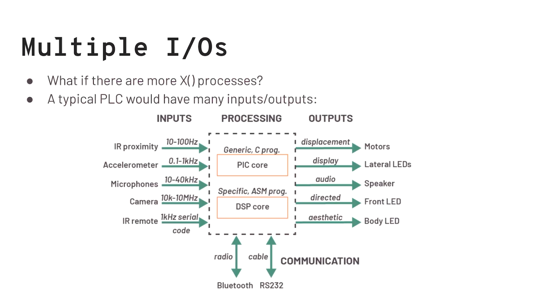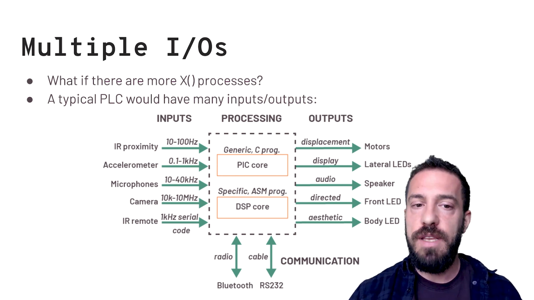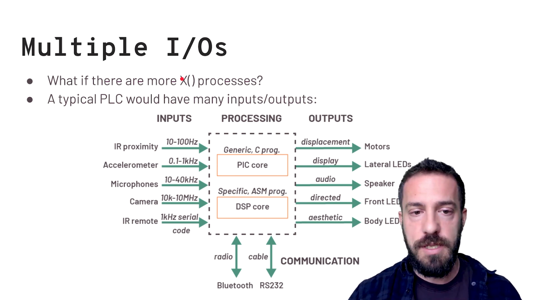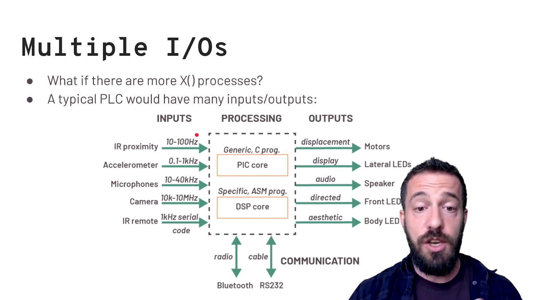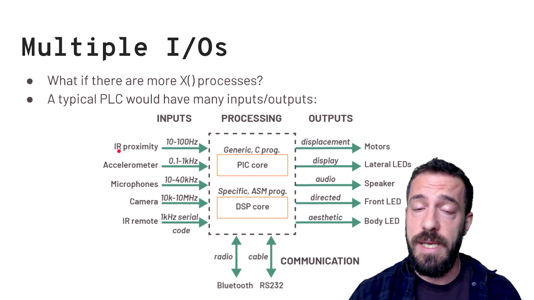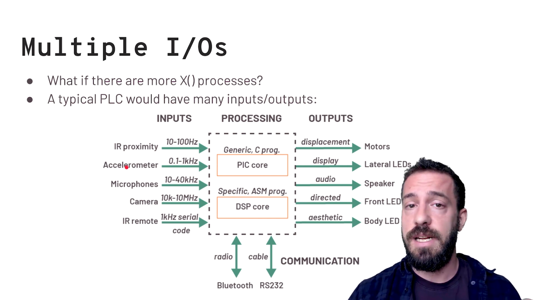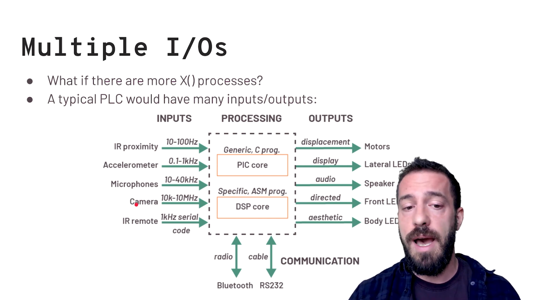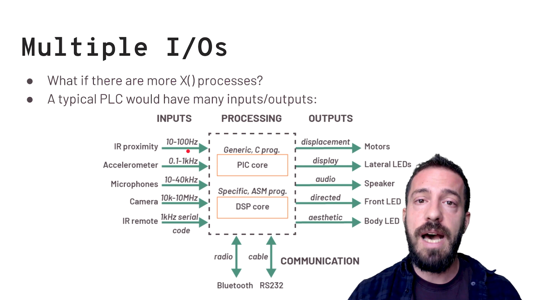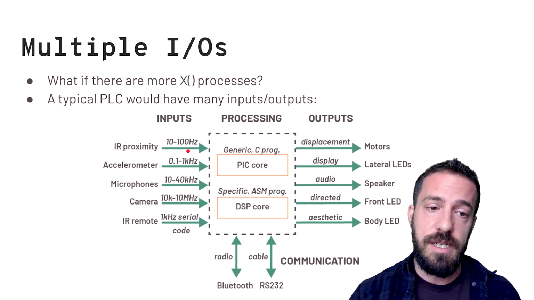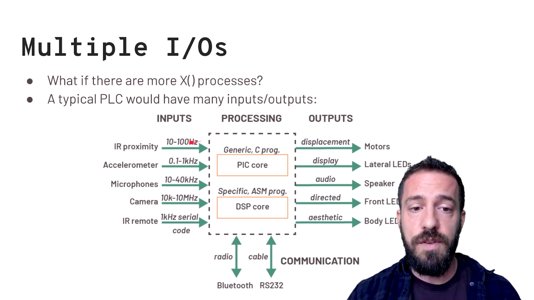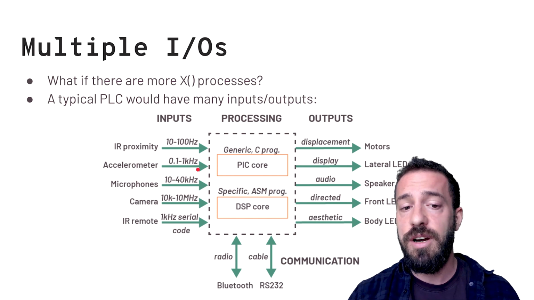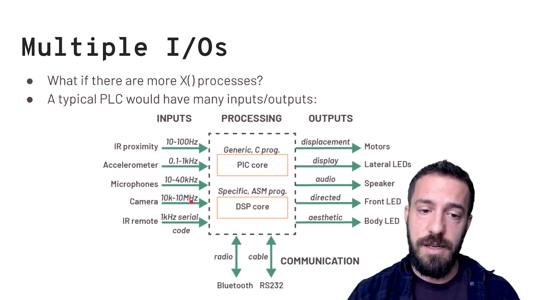And when we're talking about the operation technology environment, we don't typically have one input. Typically, we have many of these X processes, and a PLC would have many inputs and many outputs. As an example in this slide, you may have a system that reads the infrared, has an accelerometer, a microphone, a camera, and each one of these inputs has to be sampled at different frequencies. Maybe some of them in the order of hertz, some in the order of kilohertz, some in the order of megahertz.